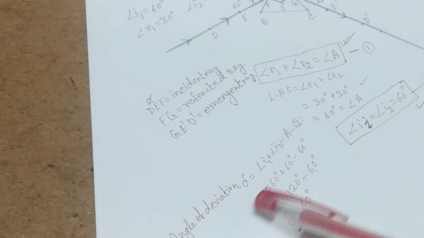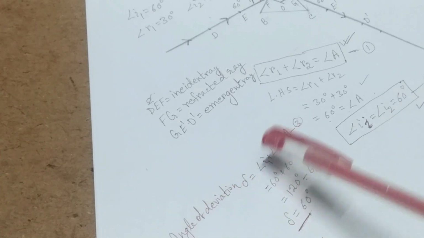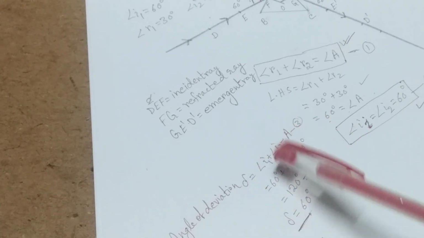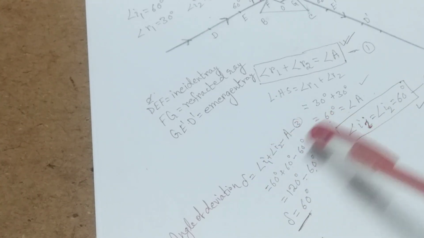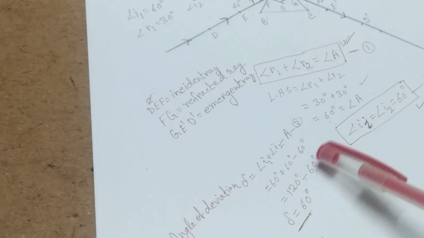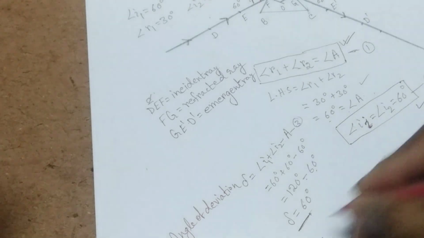And also there is another theory, that angle of deviation should be angle I1 plus angle I2 minus angle A, that is angle of incidence plus angle of emergence minus angle of prism, that is 60 degree plus 60 degree minus 60 degree, that is 120 degree minus 60 degree, so angle of deviation is equal to 60 degree, right?